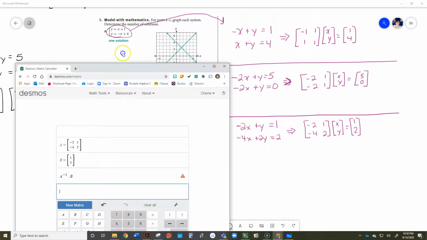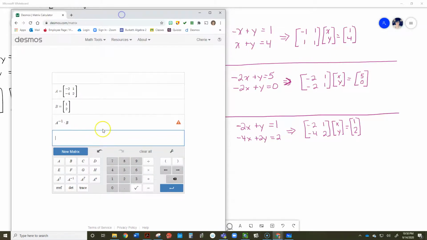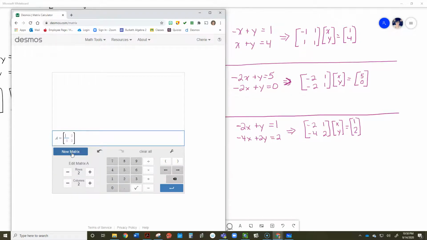So let's go and do this one real quick. I want to show you that it will give you the answer. So I'm just going to clear all. I'm going to type in matrix A is negative 1, 1, 1, 1. And then matrix B is 1, 4, 1, 4.